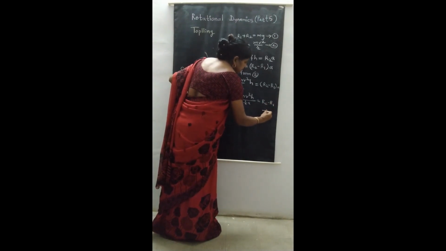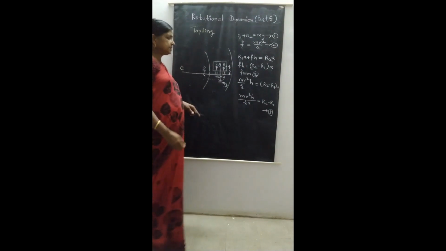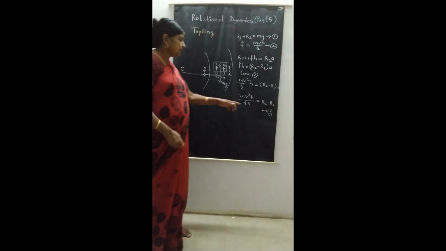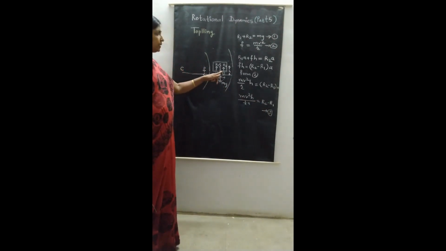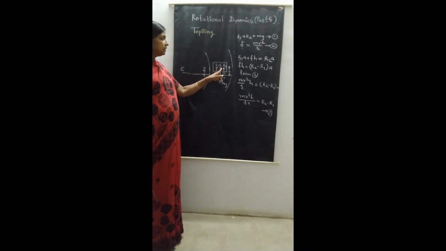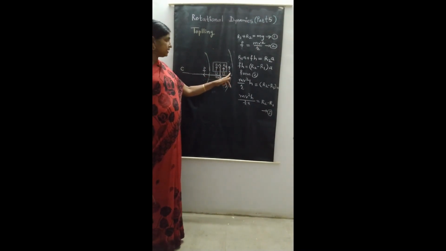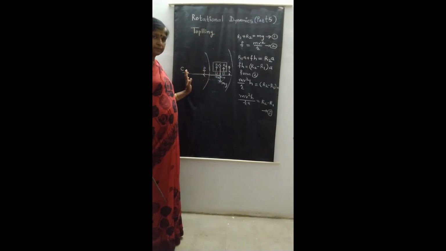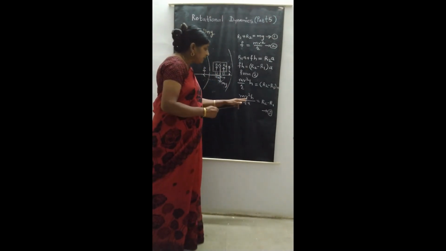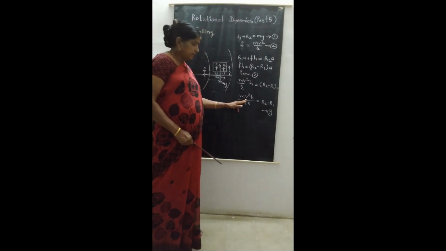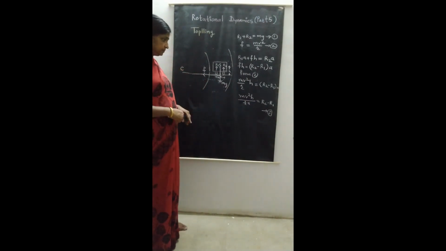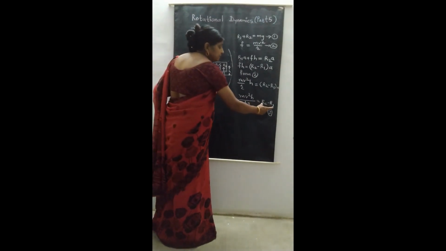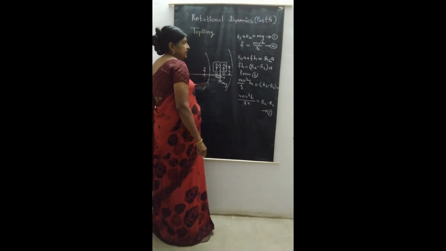From this equation number 3, it is clear that R2 is greater than R1. That is, the normal reaction on the outer wheels is greater than on the inner wheels. As the velocity goes on increasing, R2 goes on increasing, or R2 minus R1 goes on increasing.